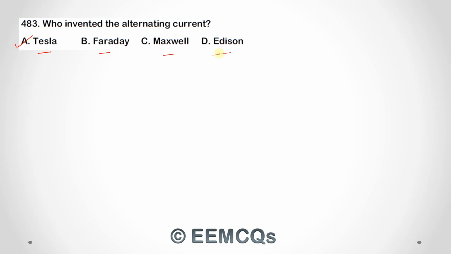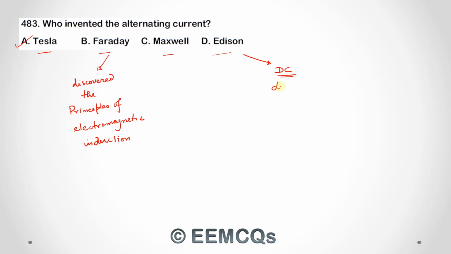But Faraday, Maxwell and Edison are also among the greatest inventors. Faraday basically discovered the principles of electromagnetic induction, his main invention. Edison's main invention was DC or direct current. And Maxwell discovered basically the relation between light and electromagnetism. This is basically the main discovery of Maxwell.